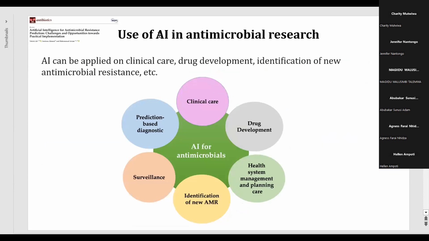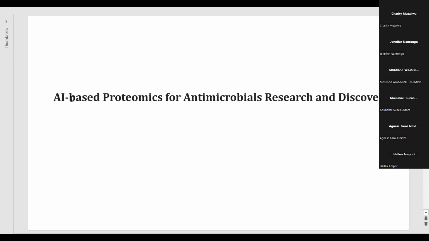Now, coming to the use of AI in antimicrobial research, it is used in clinical care, drug development, health system management, identification of new AMR, AMR being antimicrobial resistance, surveillance, and prediction-based diagnostics. Now, if we look at AI-based proteomics, the topic that was given to me today was AI-based proteomics and metabolomics. So now let us see what AI-based proteomics for antimicrobial research and discovery is, meaning how AI-based proteomics is helping in antimicrobial research and discovery.